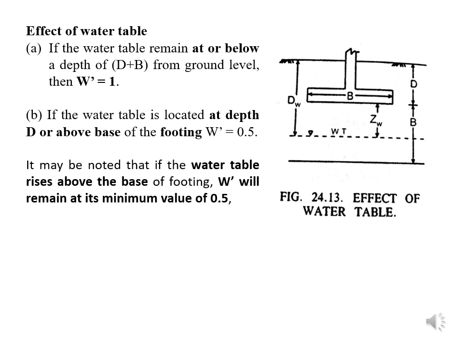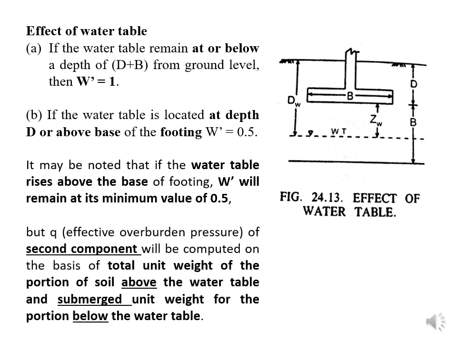But what change is going to happen in the case of the second component? Suppose the water table is above the base of the footing. In that case, what will happen? As you know, Q is equal to gamma D, so the value of gamma is going to change. The second component will be computed on the basis of the total unit weight of the portion of soil above the water table and the submerged unit weight for the portion below the water table. That means we shall take two density values.